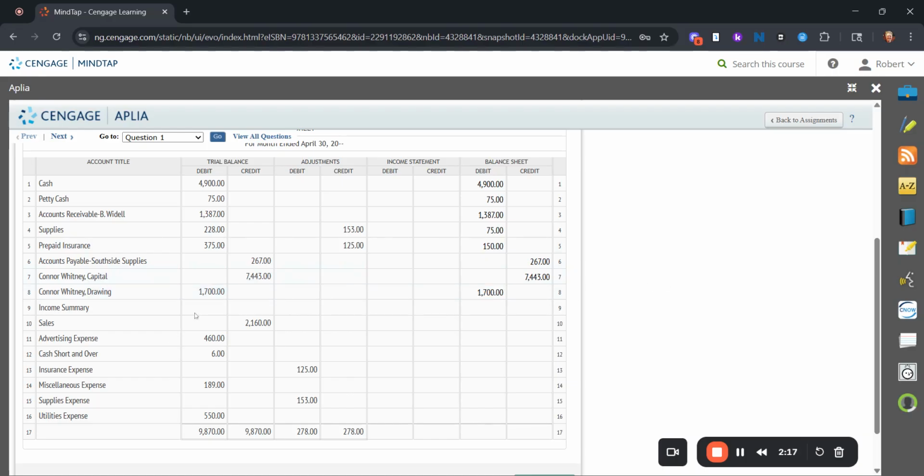Okay. So now we're down to the income summary section. So still nothing goes in this line. But these values are going to go into the income statement section. This is the income and the expenses, the money that came into the company and the money that went out to pay the bills. So sales credit, $2,160.